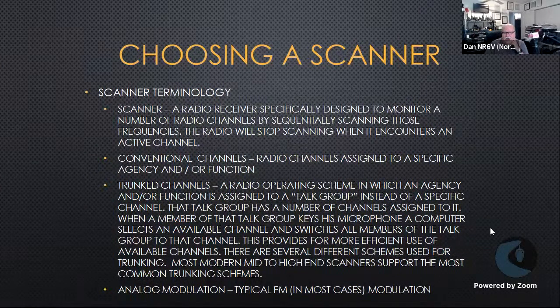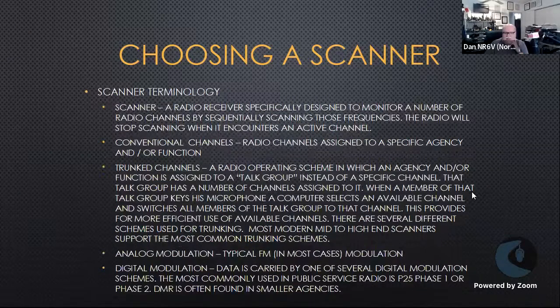Then, of course, you have analog modulation, which is just like most of our ham frequencies, and digital. There are several schemes for digital modulation. In public safety, the most common by far is P25, and there are 2 different versions of that. Phase 1 is the most common. They're going to Phase 2 often now. And you're starting to see some agencies, typically smaller agencies that don't have really big budgets, go to DMR because it's a little cheaper.